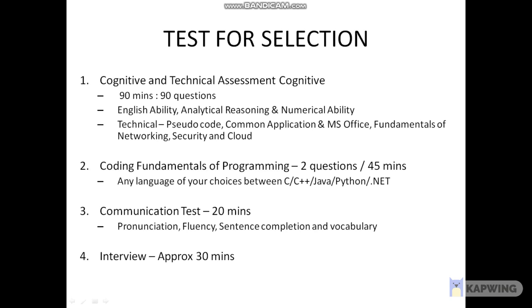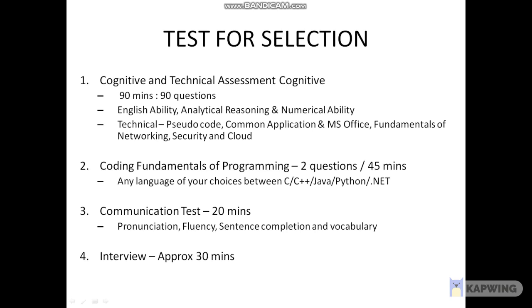If you clear this first section, you will move on to the second, third and fourth, because they are not elimination rounds. Only the first one is the elimination round. In this session they will ask about English ability, analytical reasoning and numerical ability. On the technical side, they'll ask about pseudocode, common application and MS Office, and fundamentals of networking, security, and cloud.